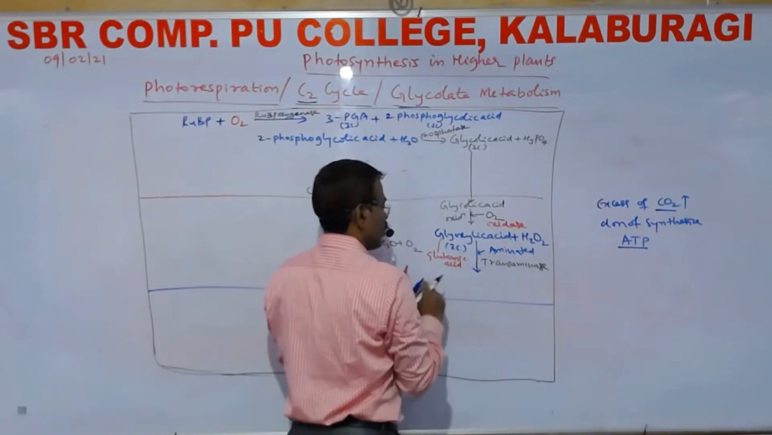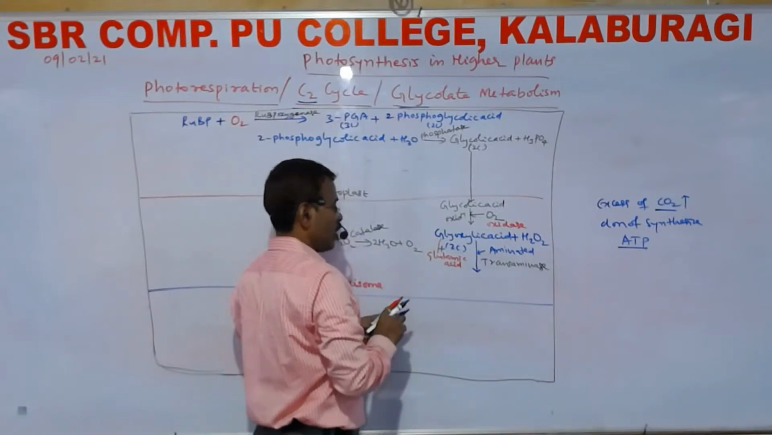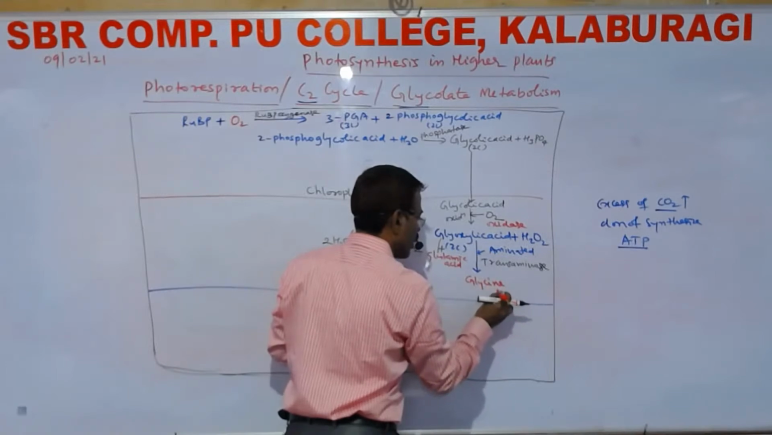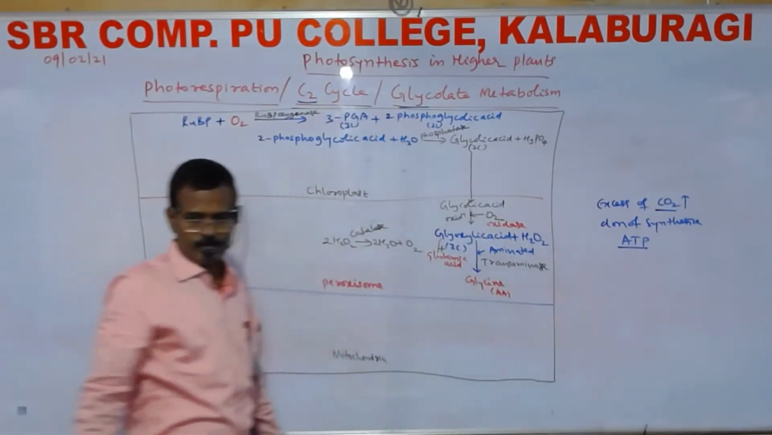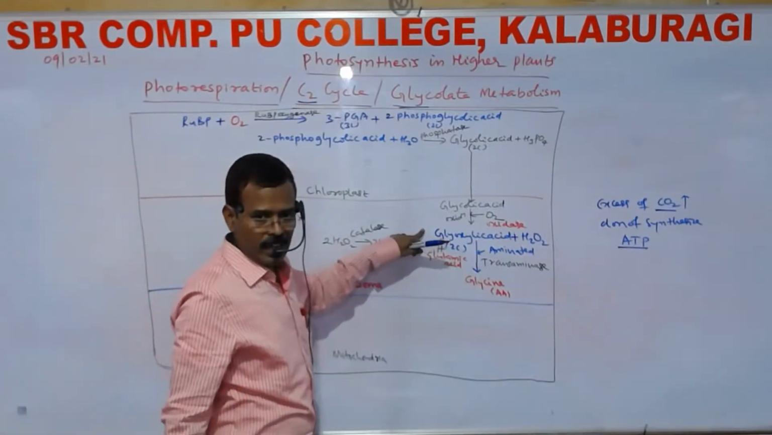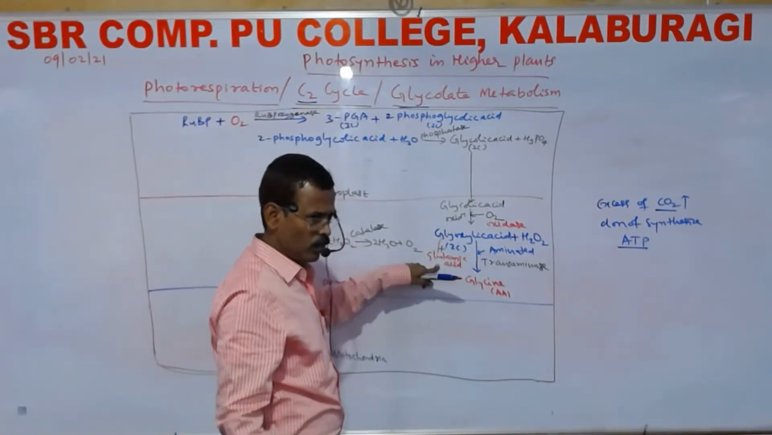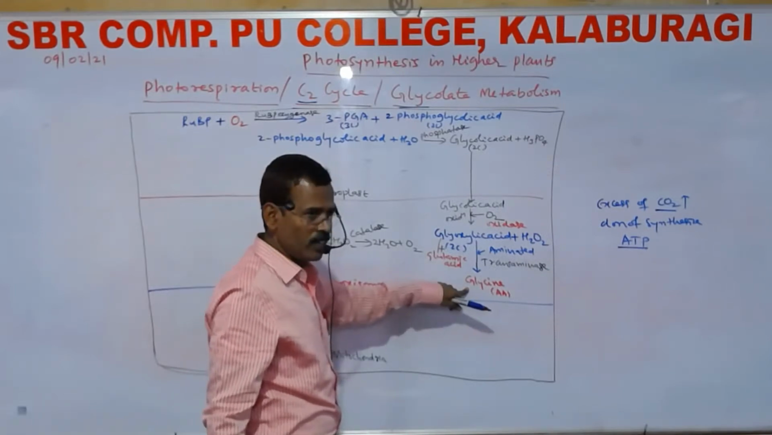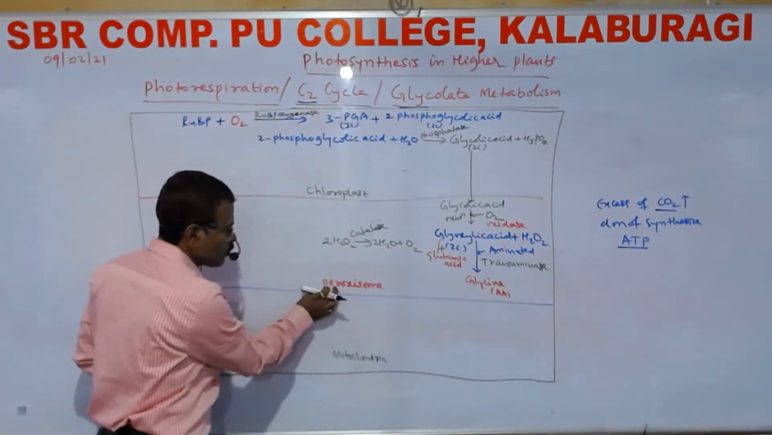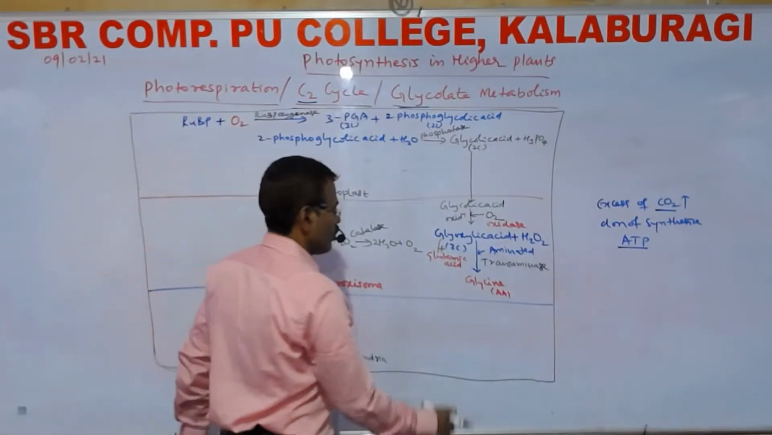So glyoxylic acid plus glutamic acid results in the formation of an amino acid, that is glycine. Glycine is formed on amination of glyoxylic acid. Glyoxylic acid on amination combines with glutamic acid, an amino acid, and results in the formation of the amino acid called glycine. So glycine is formed in the peroxisome.